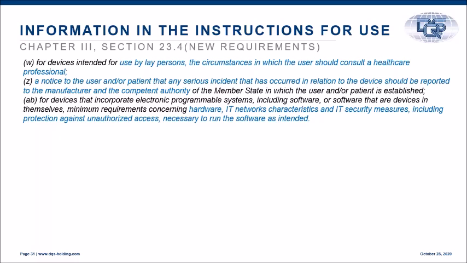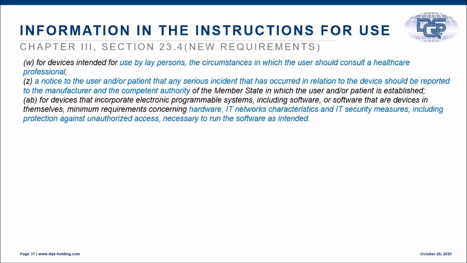Notice to the user and/or patient that any serious incident that has occurred in relation to the device should be reported to the manufacturer and the competent authority of the member state. This is very important, and to the competent authority of the member state in which the user or the patient is established. So for complaints, the user can know which competent authority they need to report to based on their location. That information also needs to be provided.